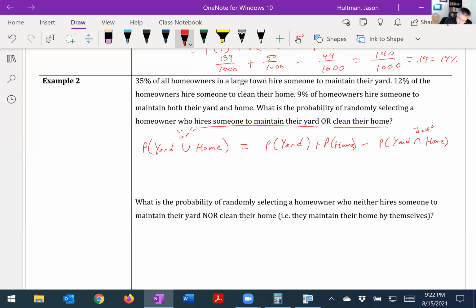Okay, so what's the probability of yard and/or home? That's the probability of yard, so that would be 35% or 0.35, plus the probability of home, which is 0.12, 12%, minus the probability of both yard and home. Those are the rich people. So 0.35 plus 0.12 minus 0.09. 35 plus 12 is 47, minus 9 is 38. So this is 0.38 or 38%.